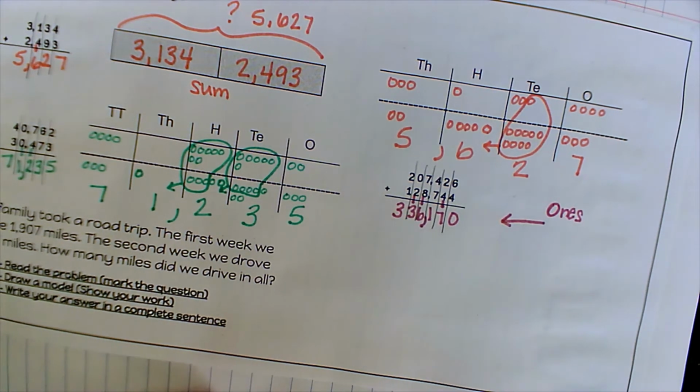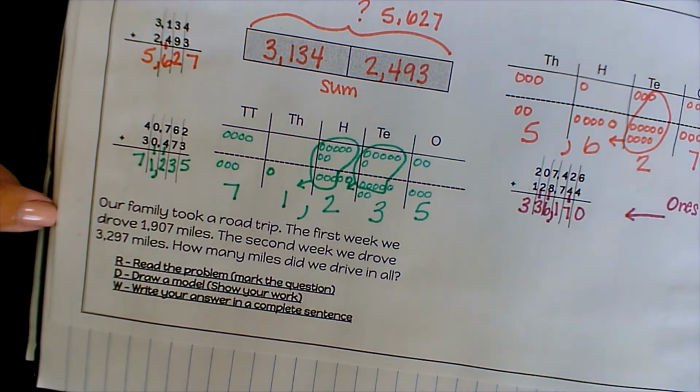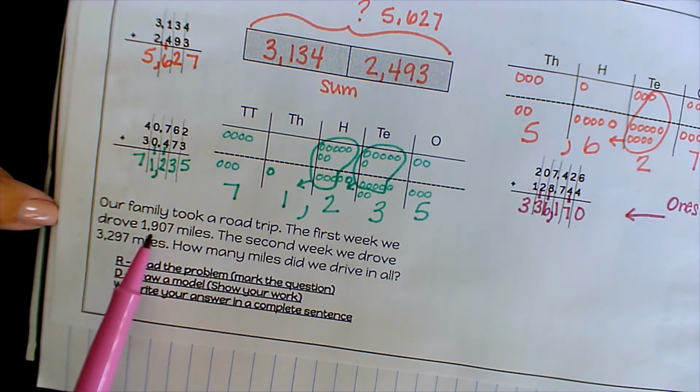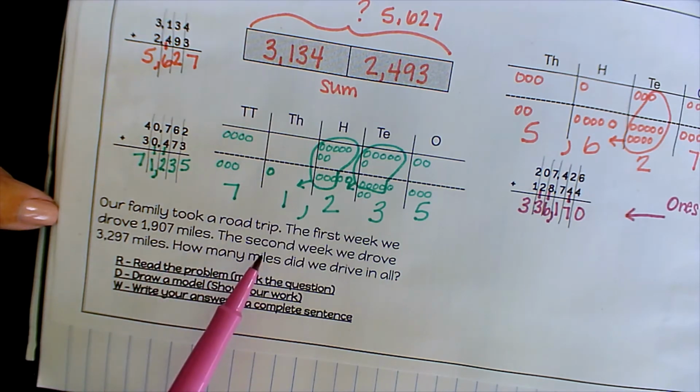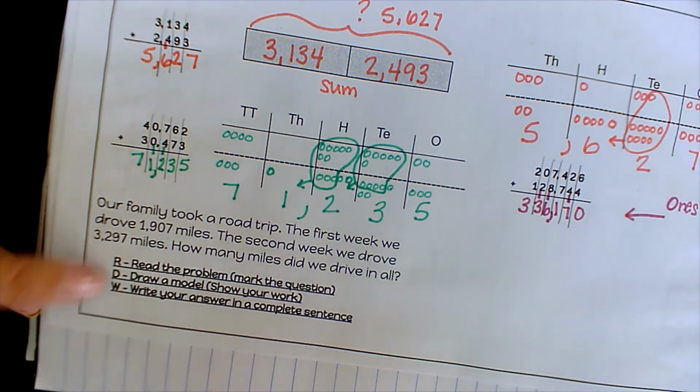All right, friends, we are going to work on a word problem today. We are going to be seeing these much more often, especially this week, so hang in there with me. Our family took a road trip. The first week we drove 1,907 miles. The second week we drove 3,297 miles. How many miles did we drive in all?